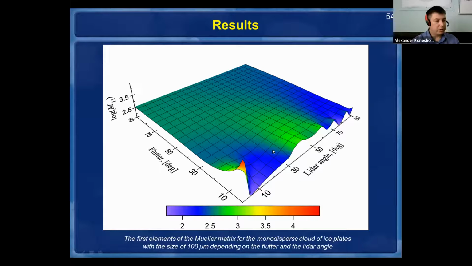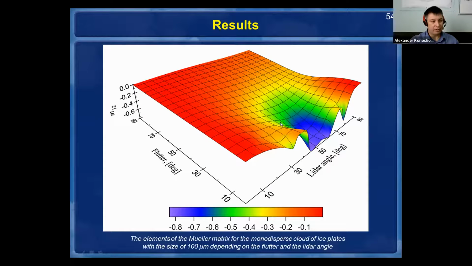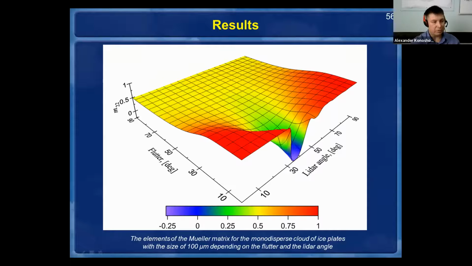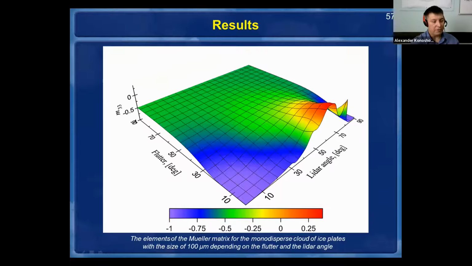So we use the polarization elements of the Mueller matrix, like M12, which refers to the polarization phenomena, M22, which refers to the depolarization phenomena, and also M33, M34, and M44, which refers to circular polarization like here. And this is the depolarization ratio.